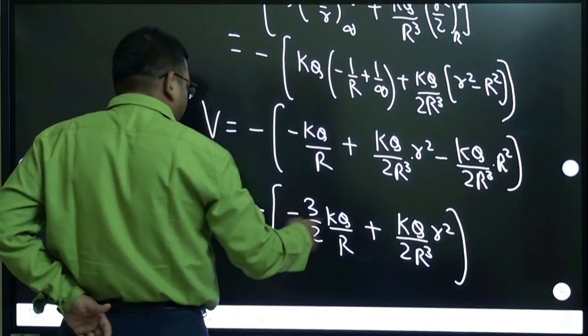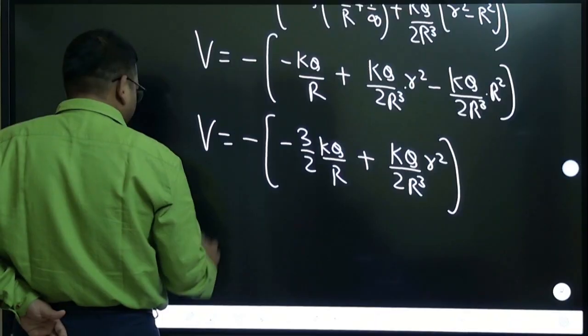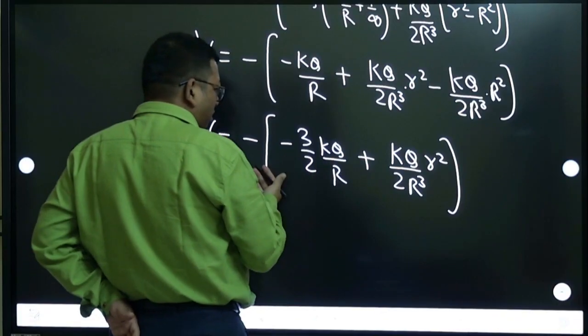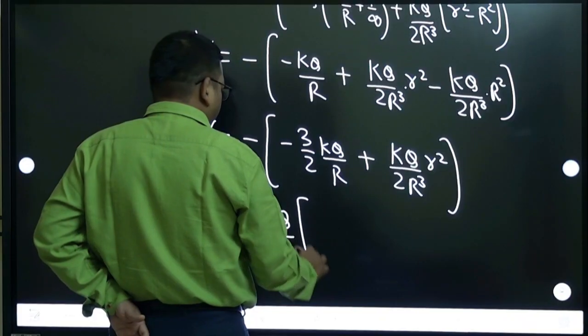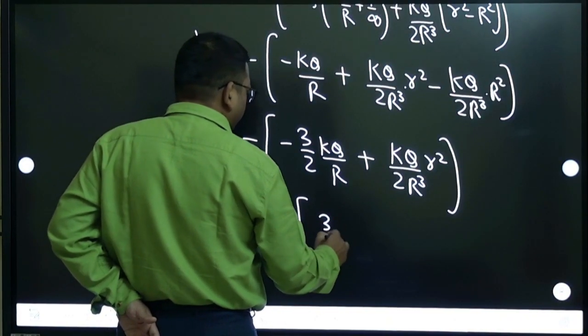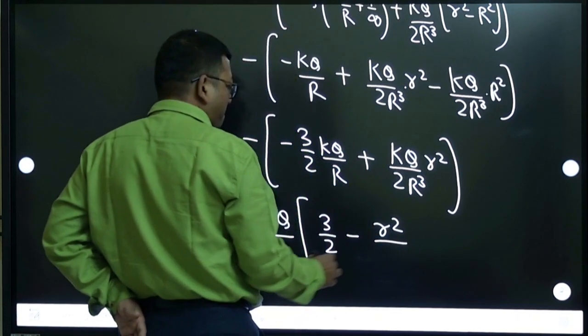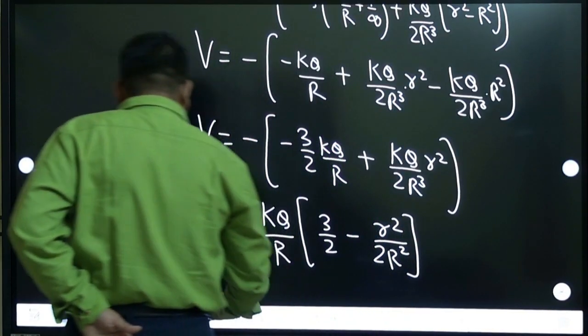Now this minus, if you want to take inside, take this inside this minus, and things can be taken out. So kq by R you take out, and then you will see that it will be 3 by 2 minus r square by 2 capital R square. This is an important result. We have to remember this.